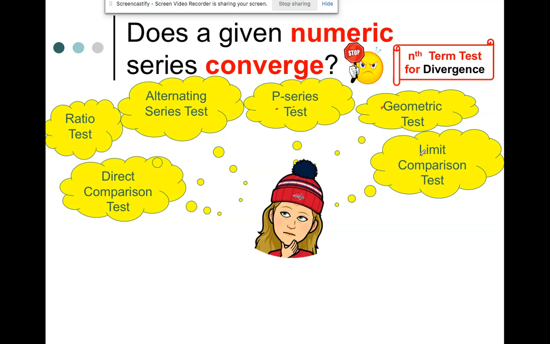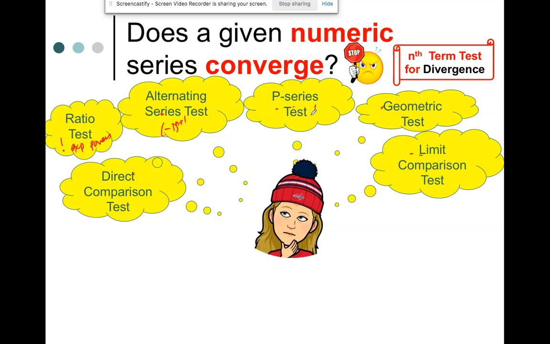Is it like geometric or P series? And I might want to do a comparison. Is it an alternating series? Obviously, don't do an alternating series test unless you have the sign alternator. Or do I have a ratio test? And remember, the ratio test is when you have factorials, when you have exponents, when you have lots of powers. Alternating series test is if I have a sign alternator.